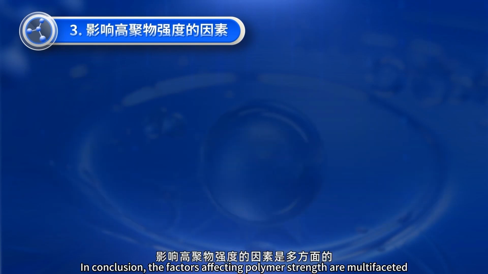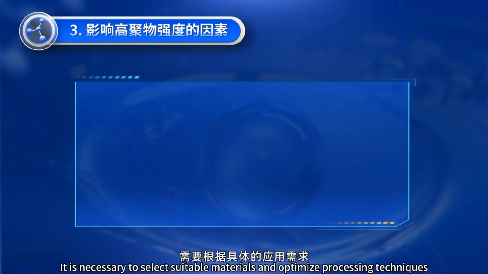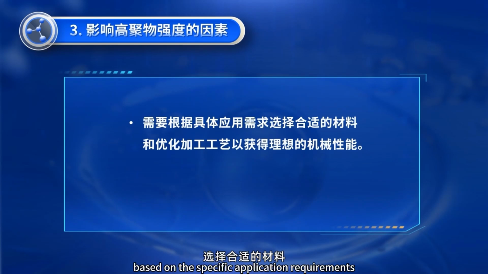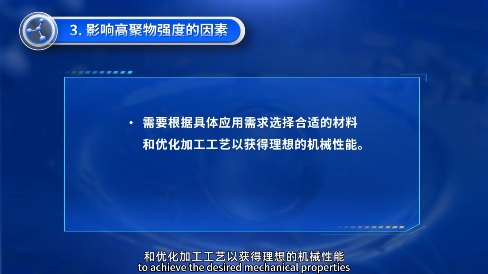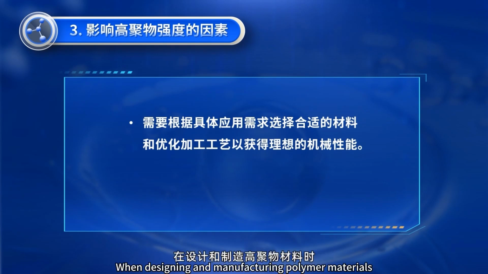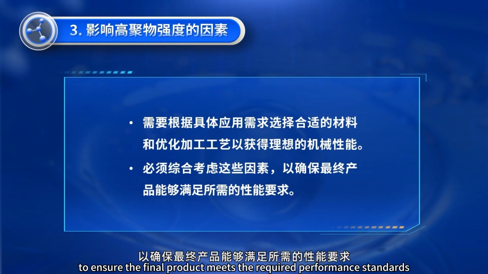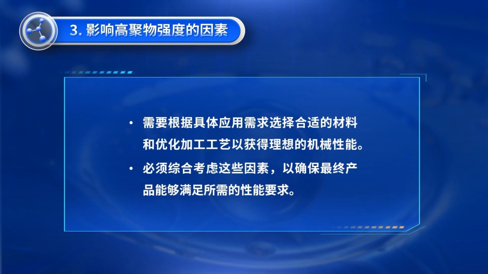In conclusion, the factors affecting polymer strength are multifaceted. It is necessary to select suitable materials and optimize processing techniques based on the specific application requirements to achieve the desired mechanical properties. When designing and manufacturing polymer materials, these factors must be comprehensively considered to ensure the final product meets the required performance standards.